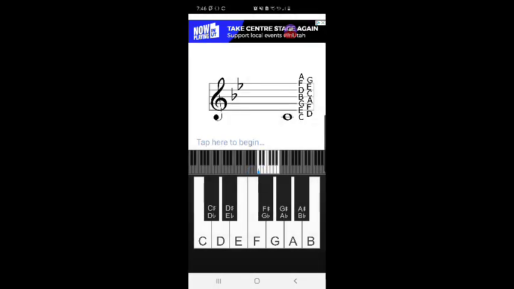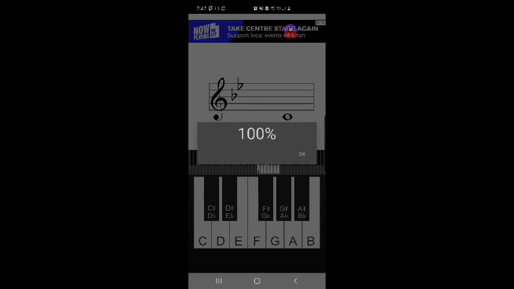Okay. B and E are the flats. C. That's A natural, D natural, G natural, A natural, F natural, E flat, F natural, C natural, E flat, G natural. 100%.